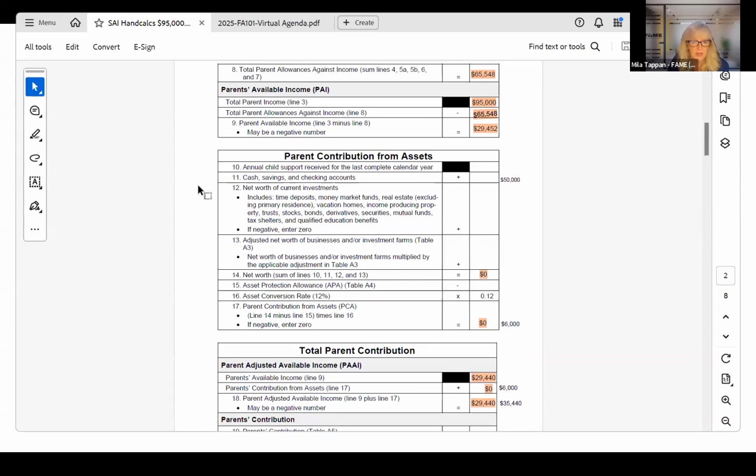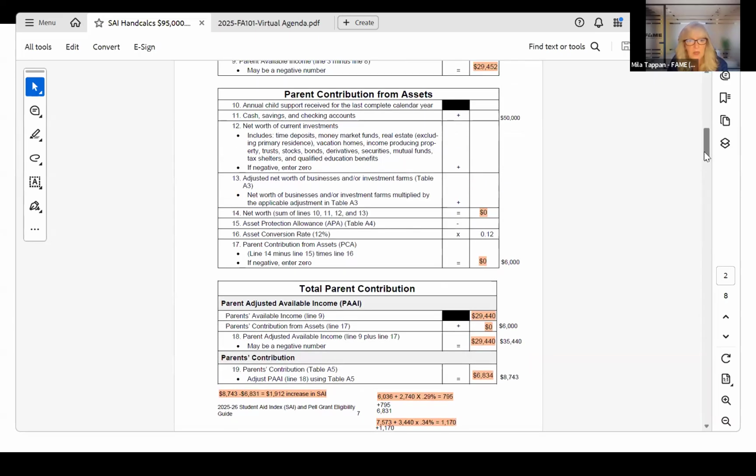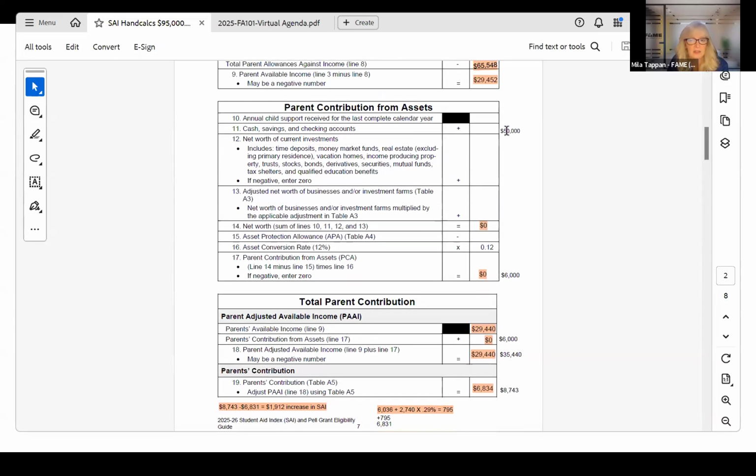Okay. So here we have parents, and we went through the scenario. We've gotten to the point that these parents have a 6,834 SAI. But in scenario B, the family has saved $50,000. And again, we're just going to say it's $50,000 sitting in a savings account, but it could be $50,000 of some other asset that's required on the FAFSA. So we take the $50,000 and we bring it down here, and we multiply it times 0.12.